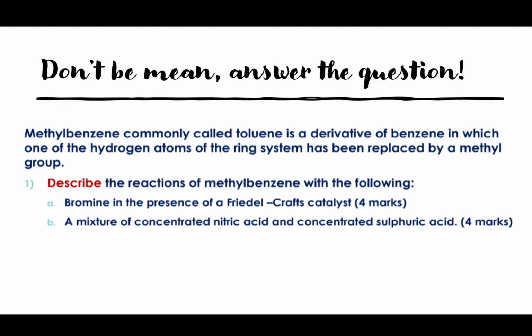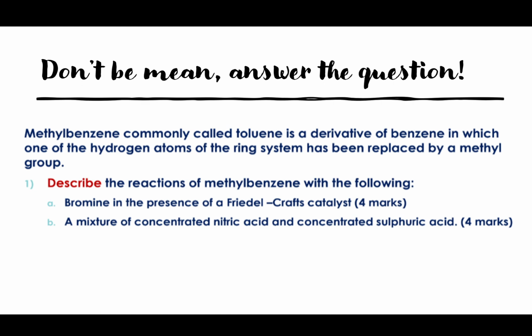Methylbenzene, commonly called toluene, is a derivative of benzene in which one of the hydrogen atoms of the ring system has been replaced by a methyl group. The only question here: describe the reactions of methylbenzene with the following: bromine in the presence of a Friedel-Crafts catalyst, and a mixture of concentrated nitric acid and concentrated sulfuric acid. To describe means that you will not write the mechanism. If you write the mechanism, I will not care how many marks you get. I'll just give you 0 because you did not read the question. It didn't ask for anything mechanistic.